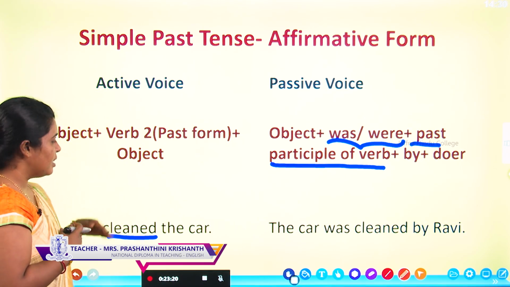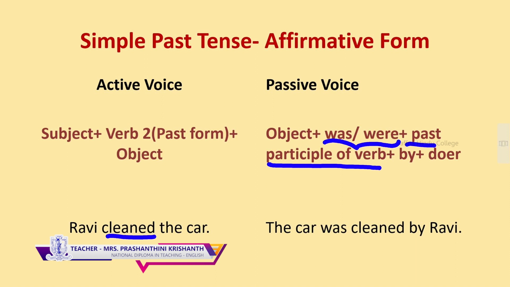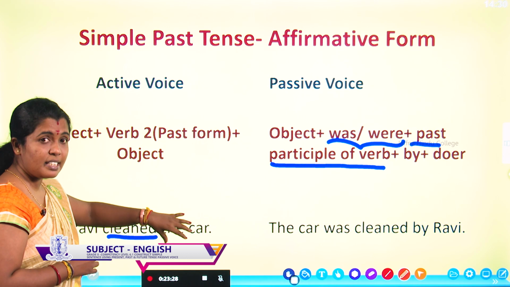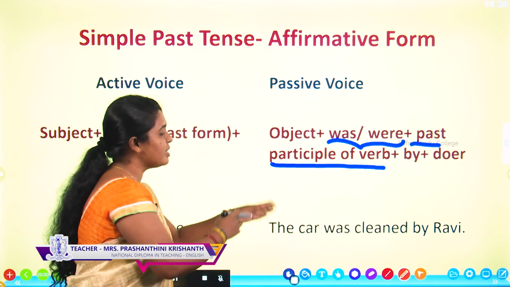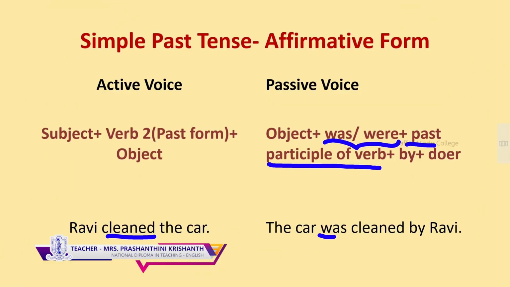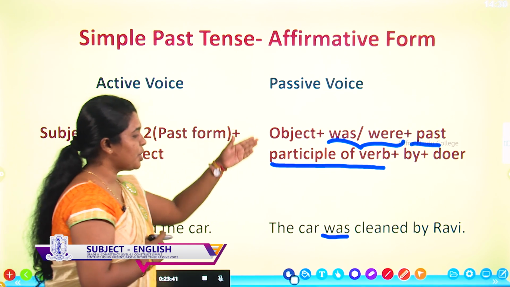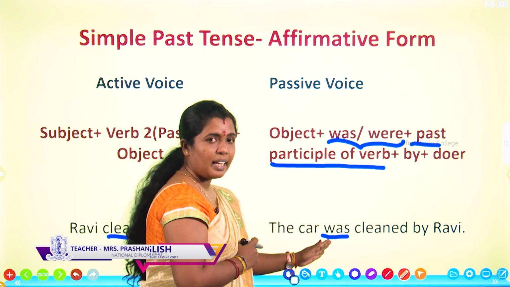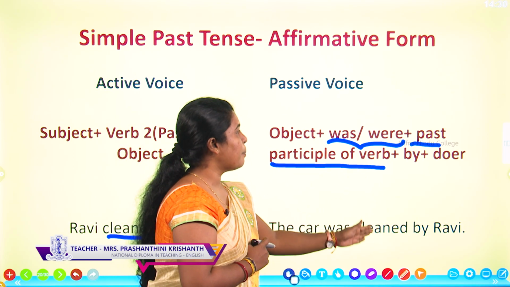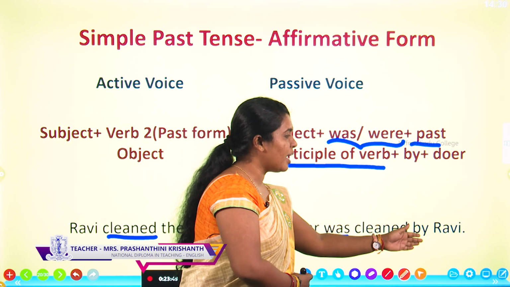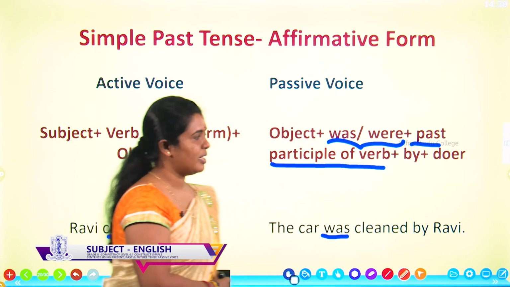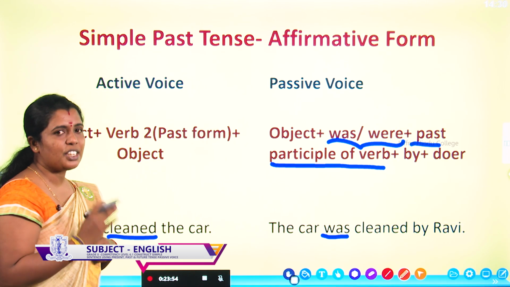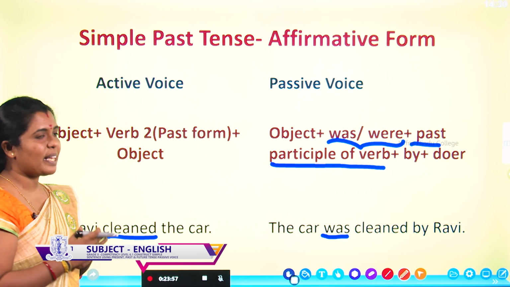Look at the example. The car was cleaned by Ravi. The object of the sentence becomes first, right? The car was. The car is singular, so the car was cleaned by Ravi, right? So object is the car, was is the helping verb, cleaned is the past participle of the verb, then by, who is the doer? Ravi, right? So like this, you can change the past tense into passive voice.